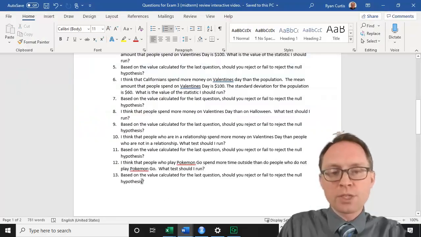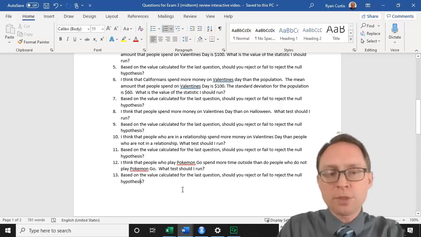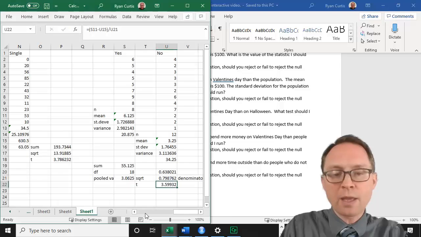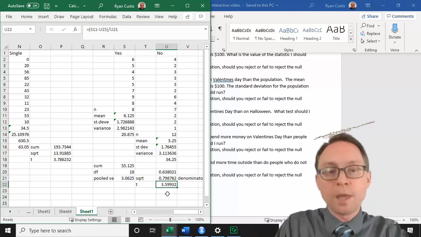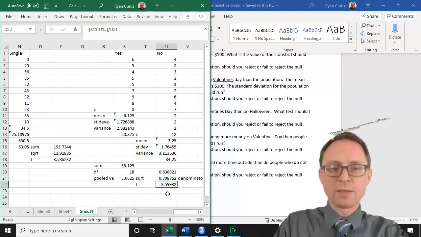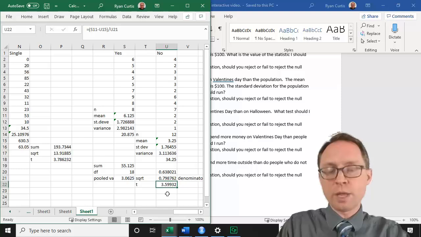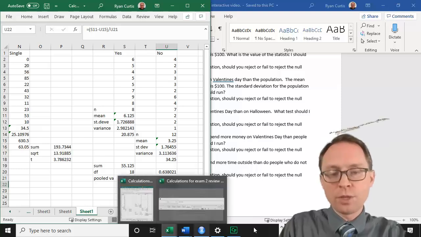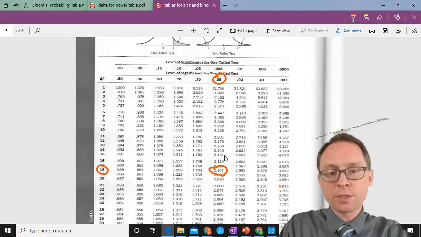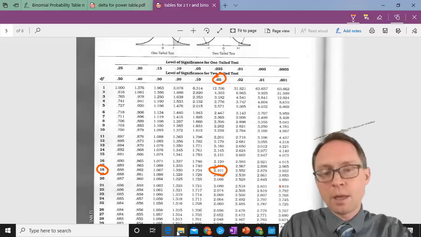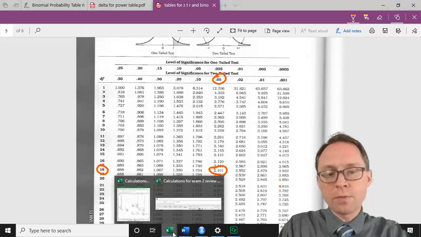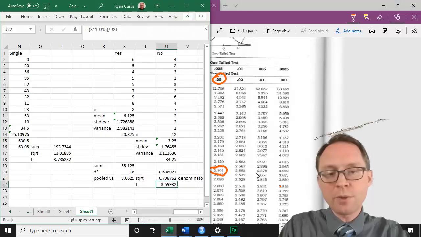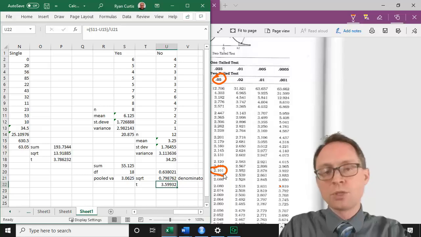Okay, next question. Based on the value calculated for the last question, should you reject or fail to reject the null hypothesis? There's several ways we do this. Let's go back. Here is the statistic that we calculated, 3.9932. That's a 3.60. The degrees of freedom are n sub 1 plus n sub 2 minus 2. That is 8 plus 12, which is 20, minus 2 is 18. So when we do this, we go to the table. And when we went to the table, 18, the critical value is still 2.101, and our statistic that we just calculated was more extreme than that because we got a 3.59. That's more extreme than a 2.101, so we're going to reject the null.